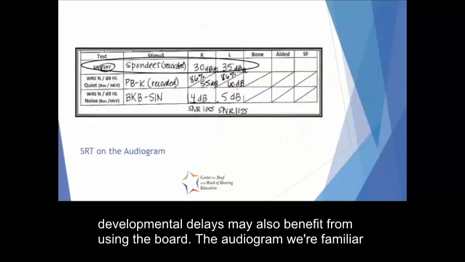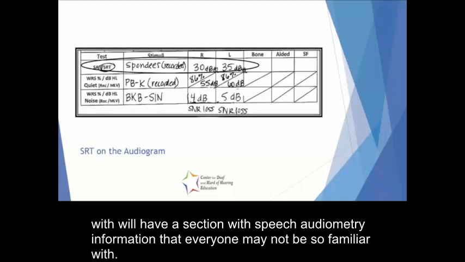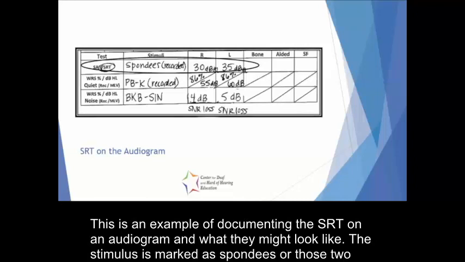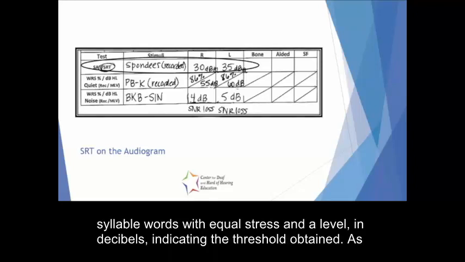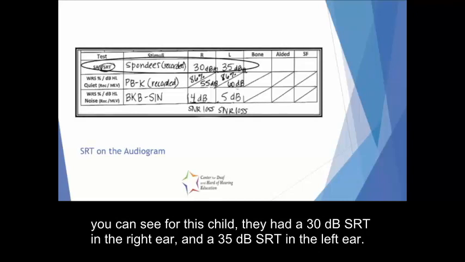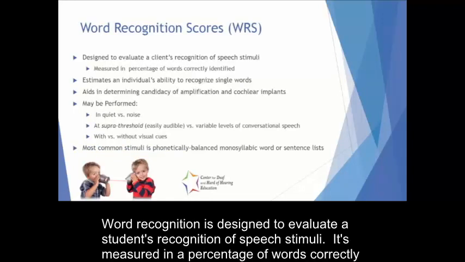The audiogram we're familiar with will have a section with speech audiometry information that everyone may not be so familiar with. This is an example of documenting the SRT on an audiogram and what that might look like. The stimulus is marked as spondees, those two-syllable words with equal stress, and a level in decibels, indicating the threshold obtained. As you can see, this child had a 30 dB SRT in the right ear and a 35 dB SRT in the left ear. Word recognition is designed to evaluate a student's recognition of speech stimuli.